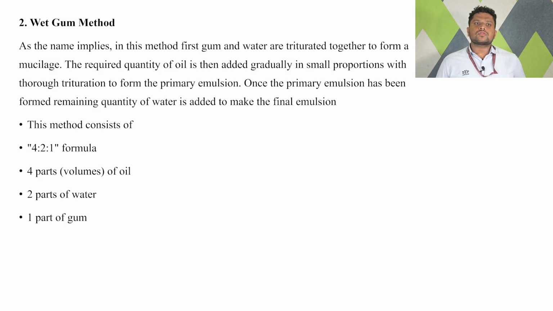This method consists of the 4 to 2 to 1 formula: 4 parts of oil, 2 parts of water, and 1 part of gum. Remember, 4 to 2 to 1.